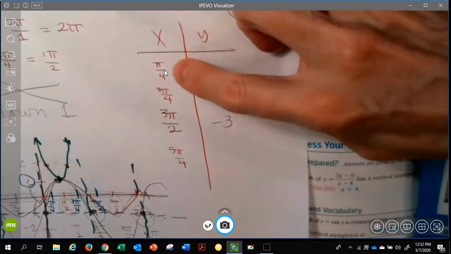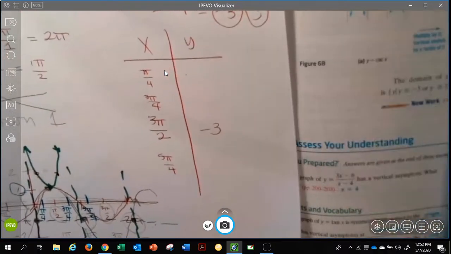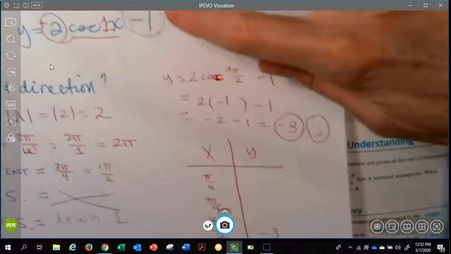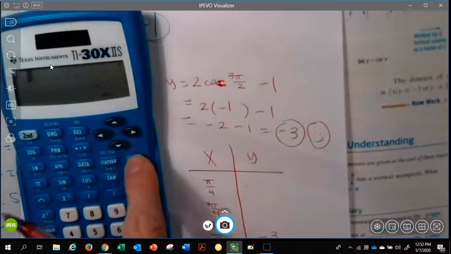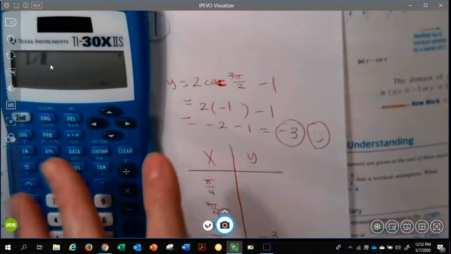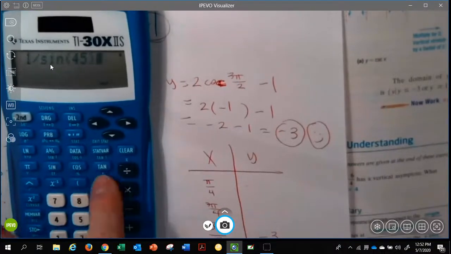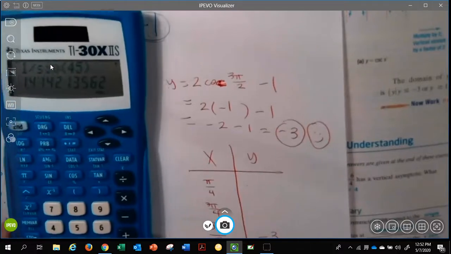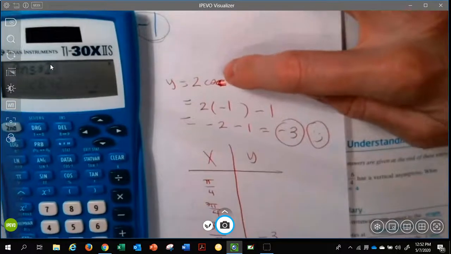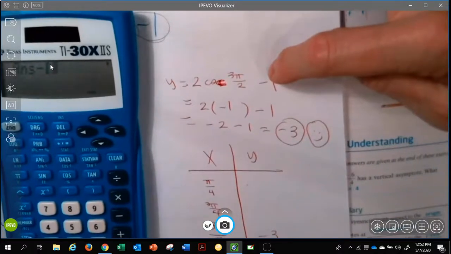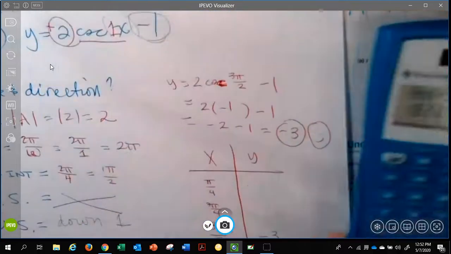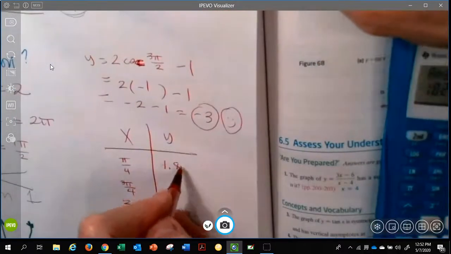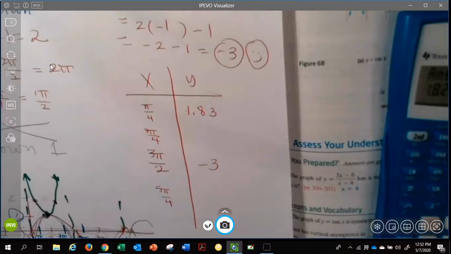Looking here, pi over 4 is our 45-degree angle. So here we go. I'm going to plug in 1 divided by, not cosecant, but sine of 45, and hit equals. I'm going to multiply it by 2, hit equals, and subtract 1 and hit equals. So right here-ish, we have about 1.83.